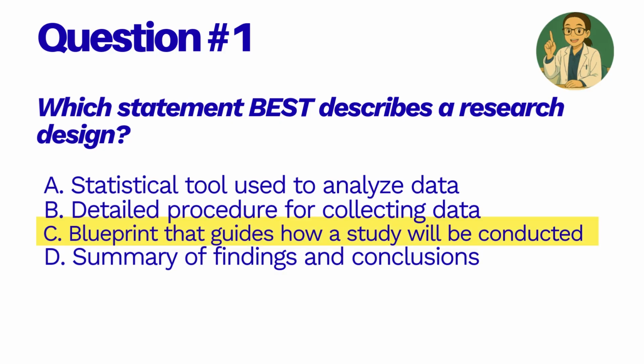The correct answer is C. A blueprint that guides how a study will be conducted. A research design is not just a tool or a set of procedures. It is the comprehensive blueprint that outlines how the research study will address its questions, including sampling, data collection, measurement, and analysis. Research design ensures that the study is systematic, valid, and credible. Options A and B describe specific parts of the process, not the whole structure. Option D refers to the end of the research report.